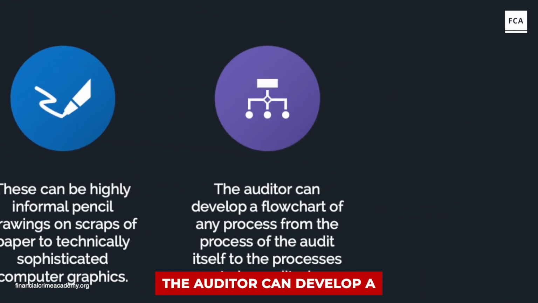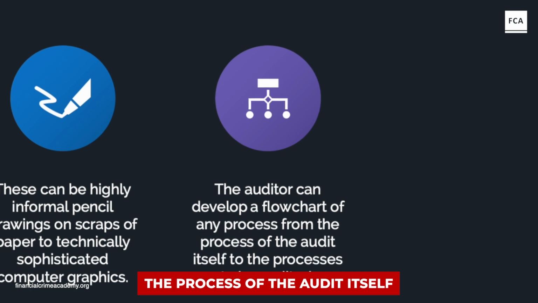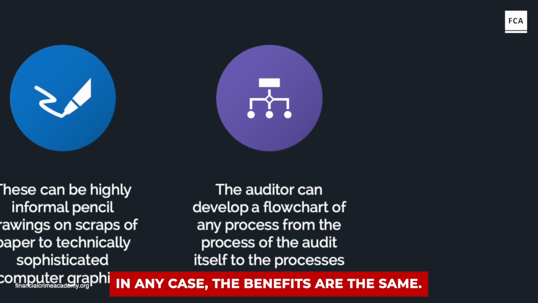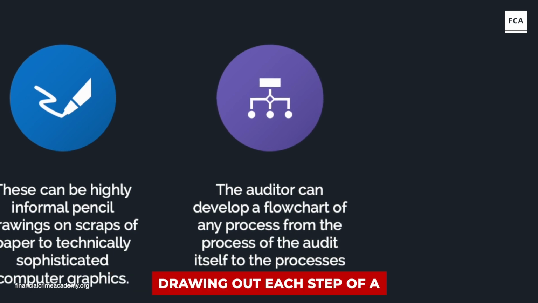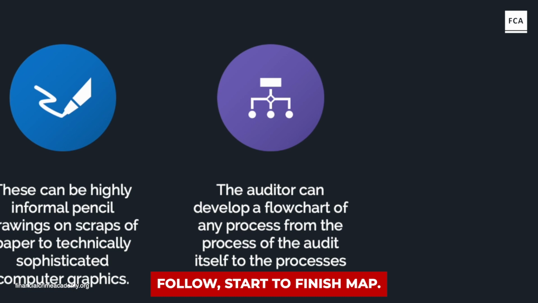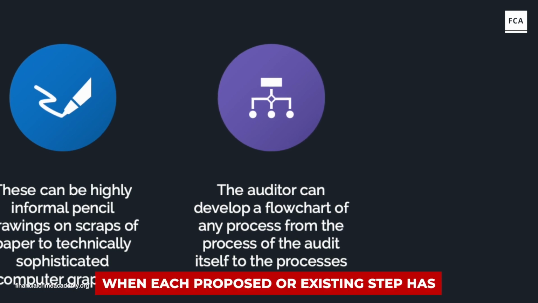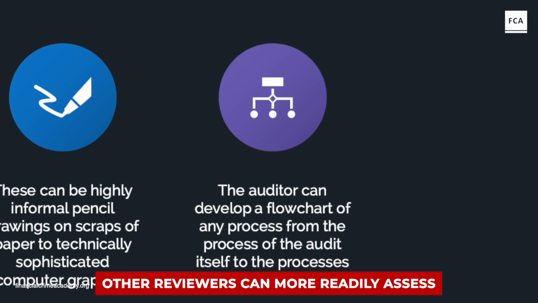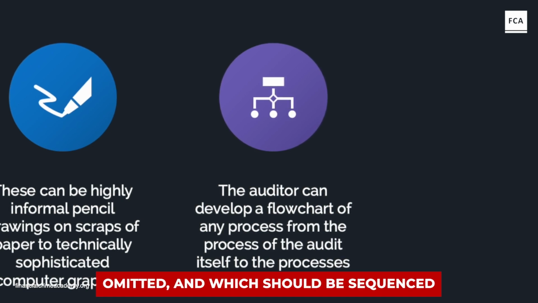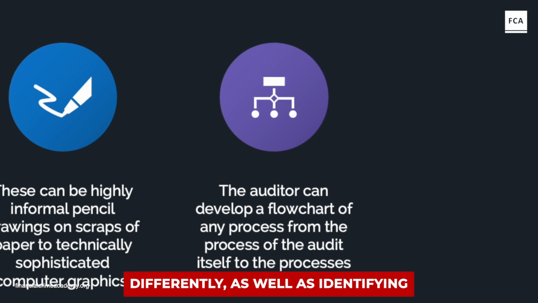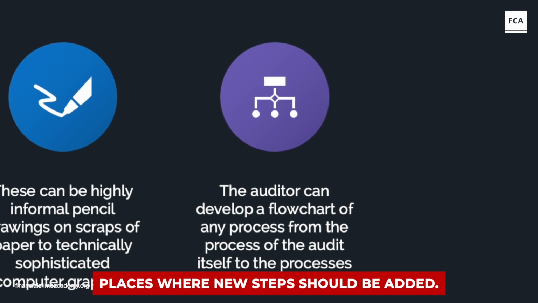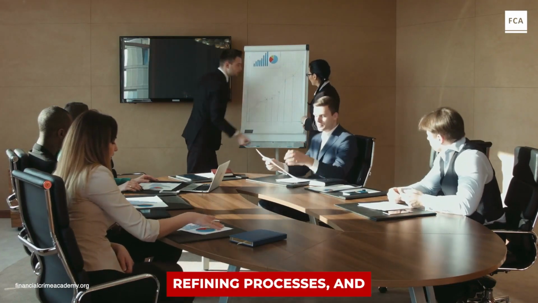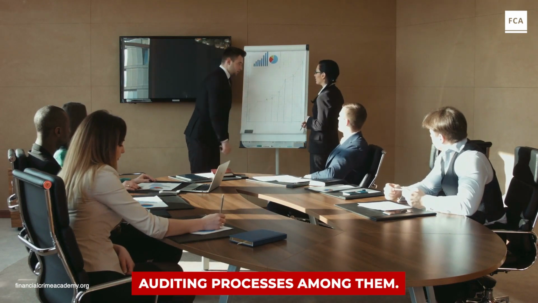The auditor can develop a flowchart of any process, from the process of the audit itself to the processes to be audited. In any case, the benefits are the same. Drawing out each step of a process provides an easy-to-follow, start-to-finish map. When each proposed or existing step has been placed on the map, the auditor and other reviewers can more readily assess which steps are crucial, which can be omitted, and which should be sequenced differently, as well as identifying places where new steps should be added. Flowcharts have multiple uses, including developing processes, refining processes, and auditing processes among them.